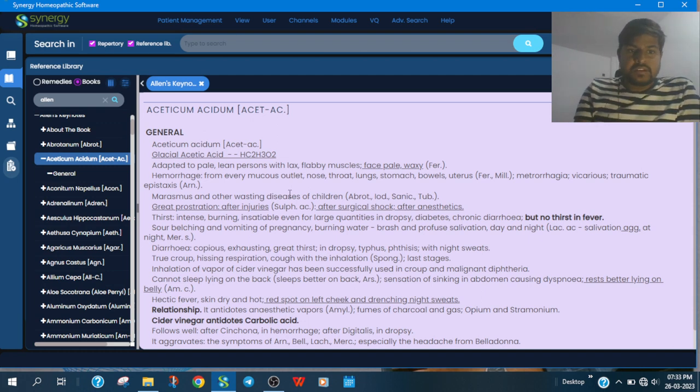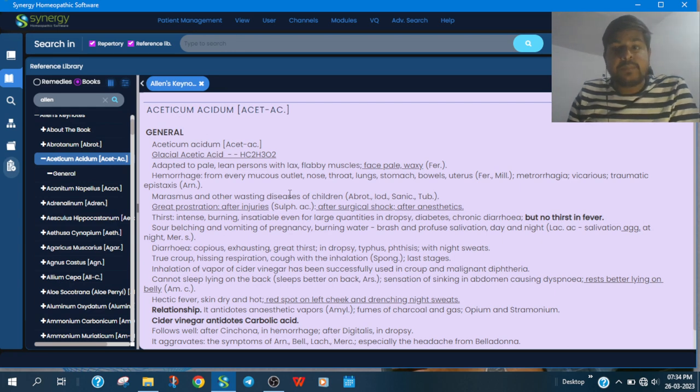Coming to the next topic, hemorrhage. From every outlet: nose, throat, lungs, stomach, bowel, uterus. These symptoms are also given in ferrum metallicum and millefolium. And metrorrhagia, vicarious, traumatic epistaxis is also given in Arnica. So let's focus upon some key hemorrhagic medicines also. Ferrum metallicum, millefolium, hamamelis, Arnica, calendula, these are the key hemorrhagic medicines. But from every outlet, you have to understand that traumatic epistaxis, metrorrhagia, vicariousness, or traumatic injury, surgery, all these things are also given in Arnica.